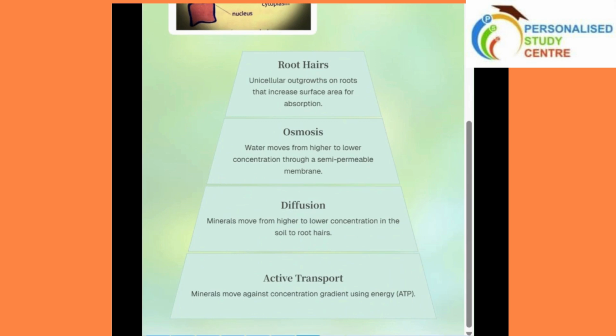Now, the next one is diffusion. When I talk about diffusion, it means minerals move from higher to lower concentration in the soil to root hairs. Here there is no use of semi-permeable membrane because there is a requirement of minerals. So diffusion is the movement of minerals from an area of higher concentration to an area of lower concentration in the soil towards the root hair. So basically, diffusion is related to the minerals and water both.